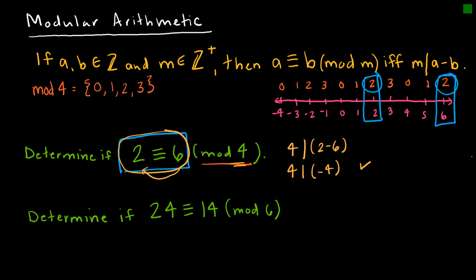So let's look at our next one. Is 24 congruent to 14 mod 6? Again, we're asking, does 6 divide 24 minus 14? Does 6 divide 10? In this case, 6 does not divide 10 evenly, and therefore no, these are not equivalent. Again, we could draw out a number line and see that visually, but hopefully you get the basic idea of modular arithmetic.